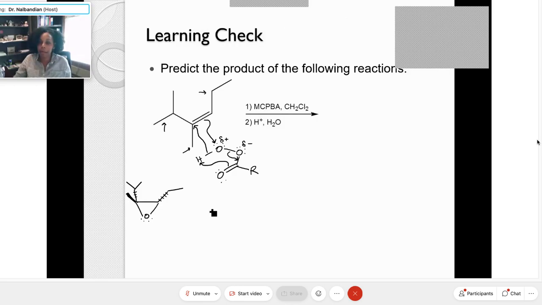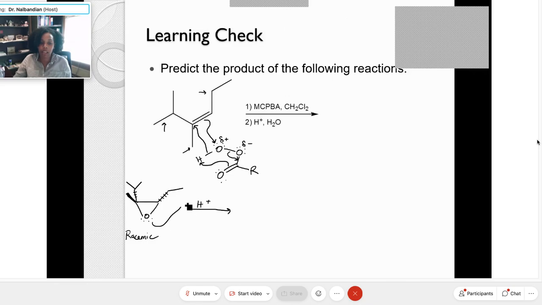So after the mCPBA, we get an oxacyclopropane. We have to show the stereochemistry, and this is racemic. So opposite stereochemistry, where the isopropyl and the ethyl are a wedge, and the methyl is a dash, that would be true as well, a one-to-one mixture of the two. All right, now in our next step, we add an acid.